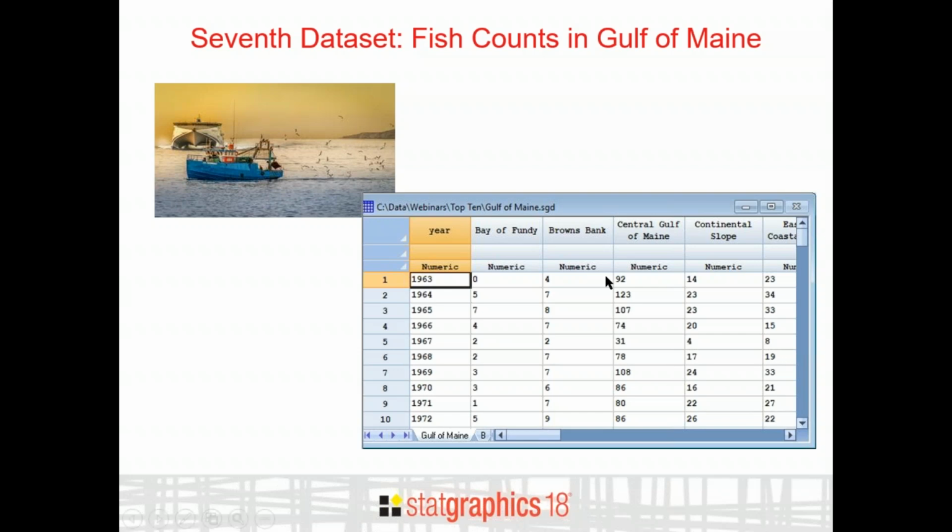It turns out that every year they go out and at various locations in the Gulf of Maine count fish. I think they put out some nets and troll along for a while, pull in the nets and count the number of fish. I have a file called Gulf of Maine that shows from 1963 on how many fish were seen when they did that count in the Bay of Fundy, in Browns Bank, in the central Gulf of Maine, in the continental slope. I think 13 different areas in the Gulf of Maine.